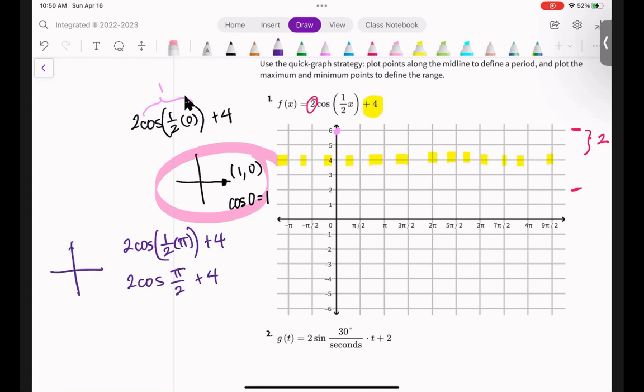And if you think about pi over 2, it's up here. Again, cosine is always going to be your x value. So this is telling me that cosine of pi over 2 is 0, right? That 0 is that 0. Okay. So this is really just 2 times 0 plus 4. So that's just 4. So that guy is landing on my midline.